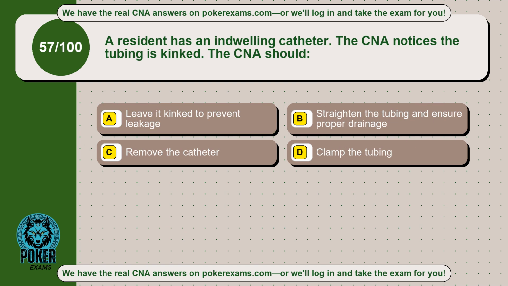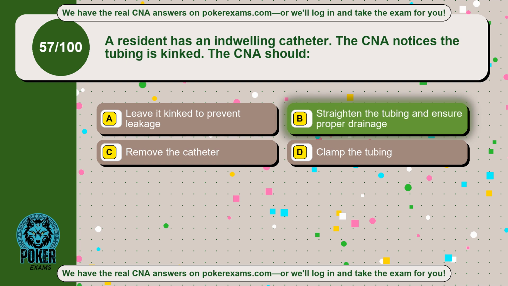Question 57. A resident has an indwelling catheter. The CNA notices the tubing is kinked. The CNA should: Option A, leave it kinked to prevent leakage. Option B, straighten the tubing and ensure proper drainage. Option C, remove the catheter. Option D, clamp the tubing.